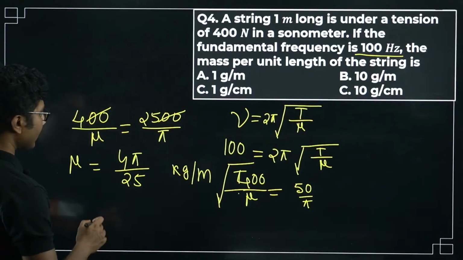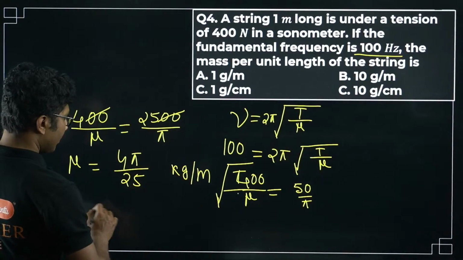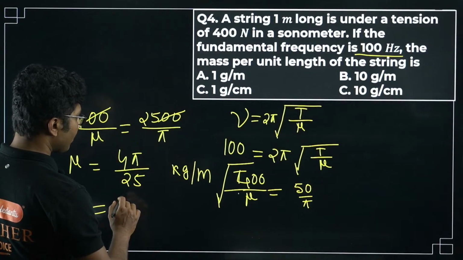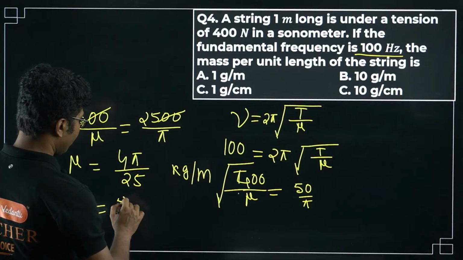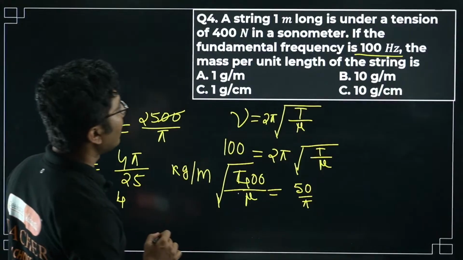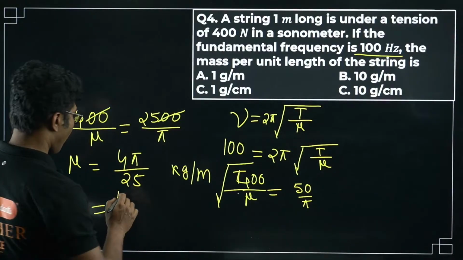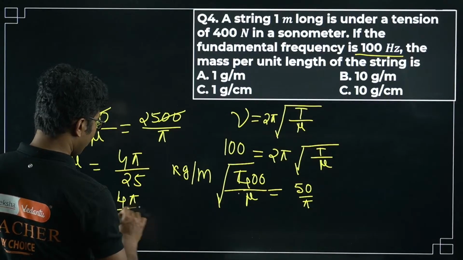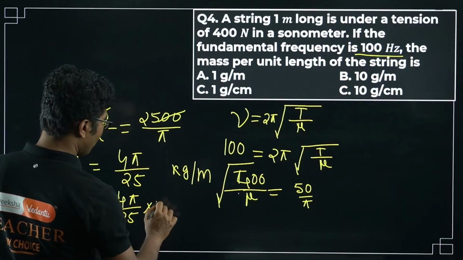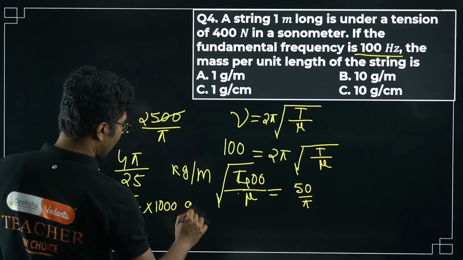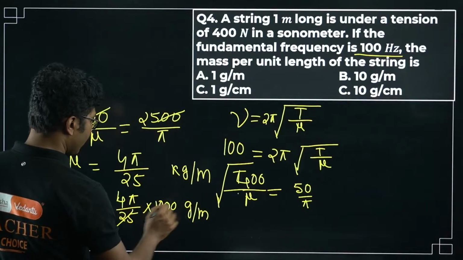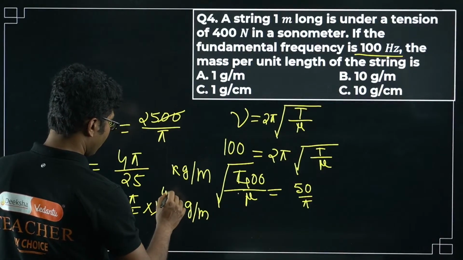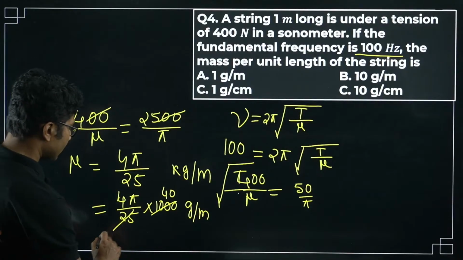You have to convert it into gram per meter. So for gram per meter, you have to multiply with 1000, right? Yes, 4 pi divided by 25 into 1000 gram per meter. So it will be 160 pi.